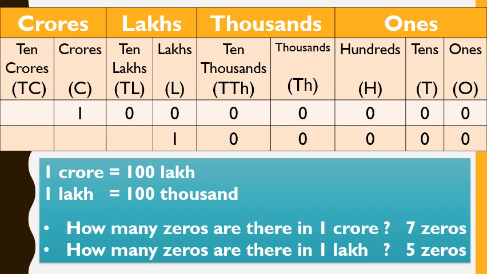From this table, it is clear that 1 crore is 100 lakh and 1 lakh is 100,000. We can also see that 1 crore has 7 zeros and 1 lakh has 5 zeros.